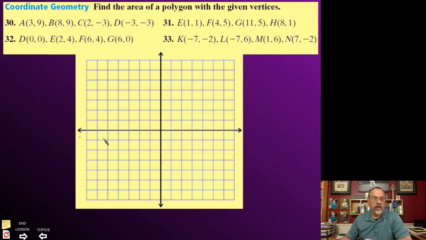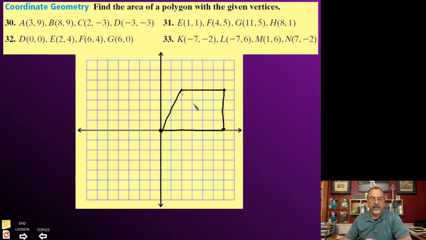So very quickly here, if I was doing number 32, I would plot the point D at 0, 0. I would plot the point E at 2, 4. I would plot the point F at 6, 4. It's 2, 3, 4, 5, 6, 4. And then I would plot the point at 6, 0. 1, 2, 3, 4, 5, 6. And as I draw this, I have this figure that looks like this.